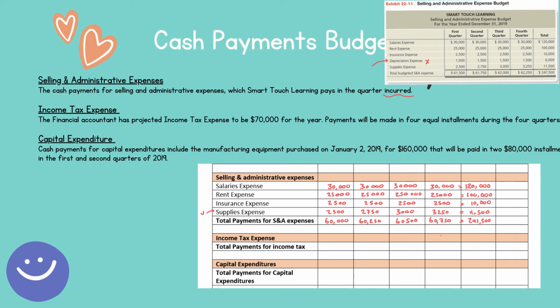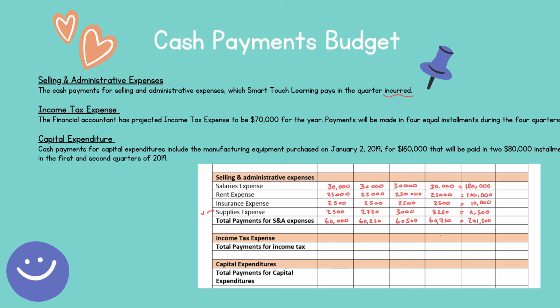So salaries expense was 30,000 in each quarter, so the total will be 120,000. For the rent expense, it was 25,000 in each quarter, so the total will be 100,000. For the insurance expense, it was 2,500 in each quarter, so the total was 10,000. For the supplies expense, it was a variable expense, it was changing, so it was 2,500, 2,750, 3,000, 3,250, so the total will be 11,500. Total payments for selling and admin, I need to add all of the expenses.